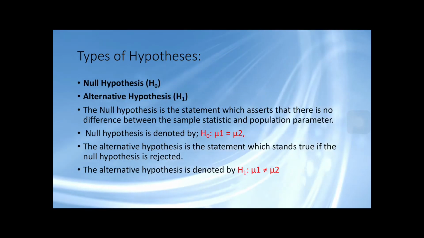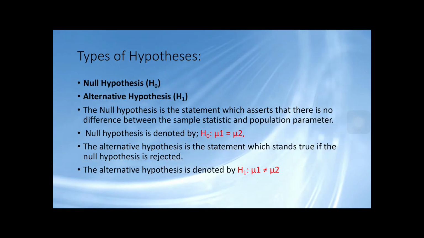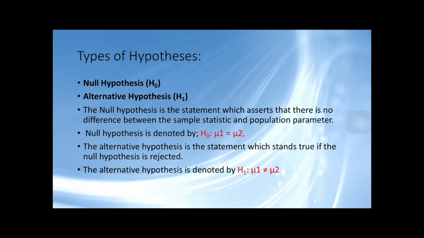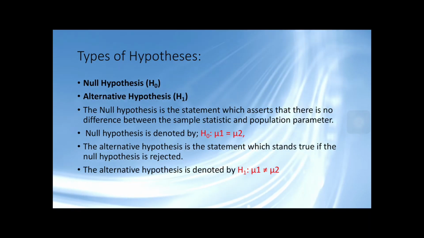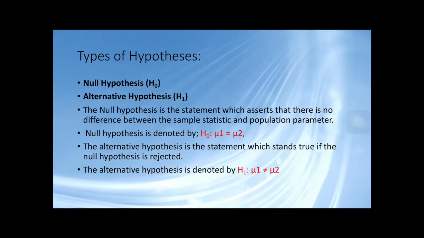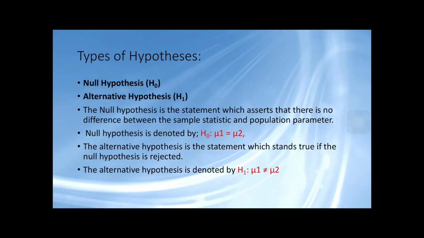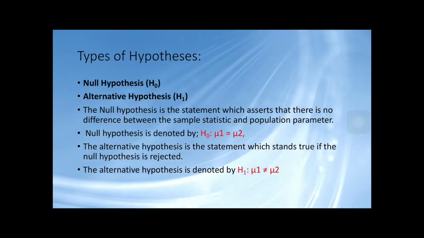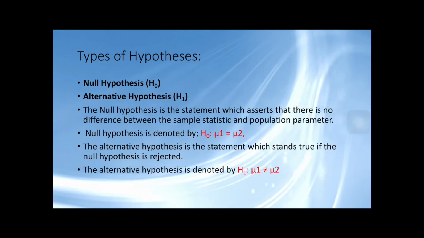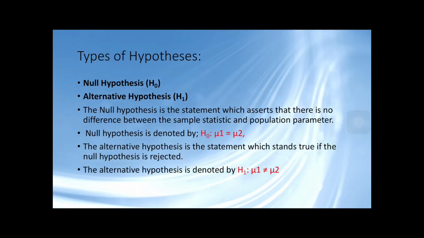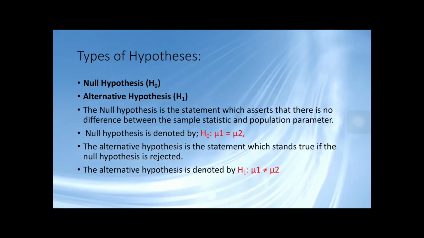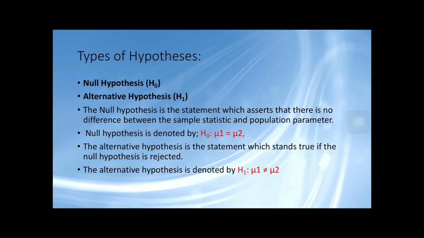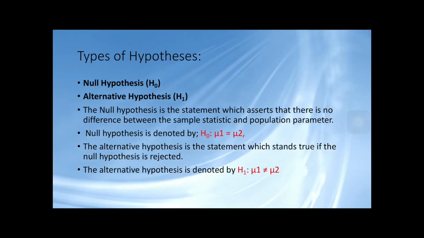Now, what are the types of hypothesis? So there are two types of hypothesis, null hypothesis and alternative hypothesis. The null hypothesis is a statement which asserts that there is no difference between the sample statistic and population parameter. It is denoted by H0 and which is given by mu1 is equal to mu2.